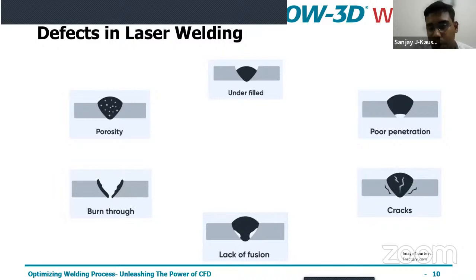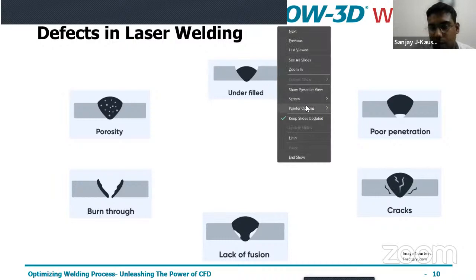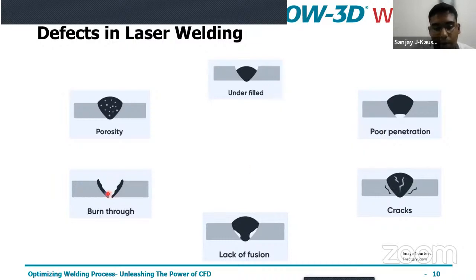And we also have burn through. Burn through is a kind of defect when the power of the laser is very high, higher than what is required for the process. What it basically does is it burns through the sheet metals.